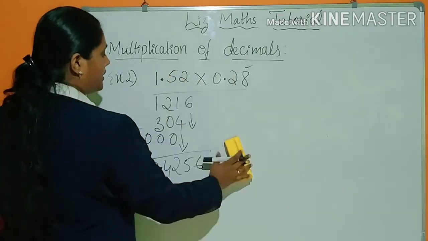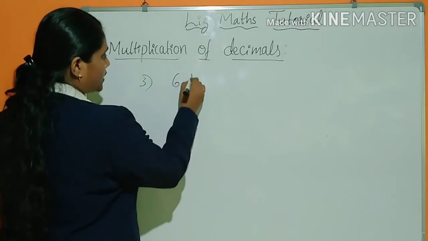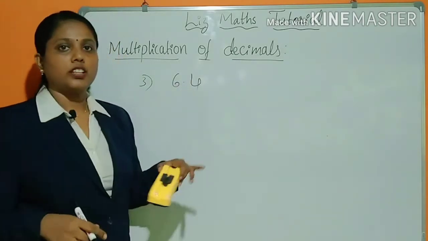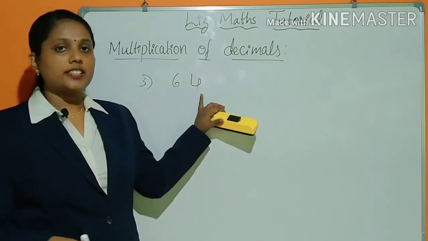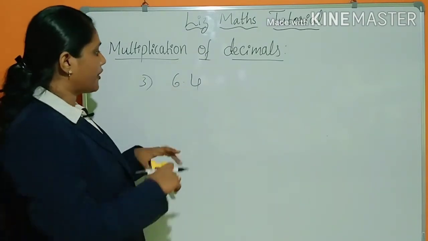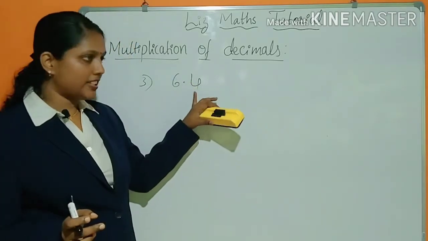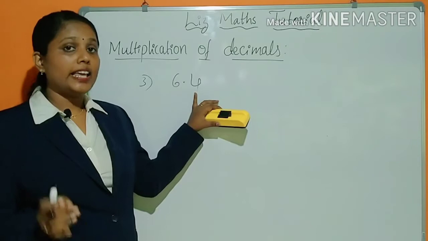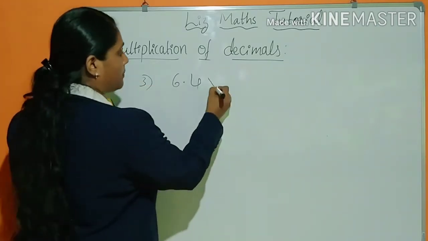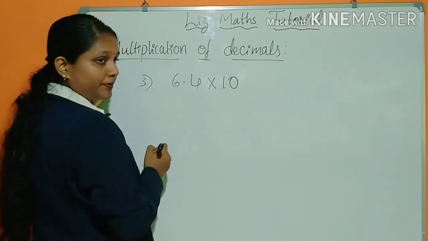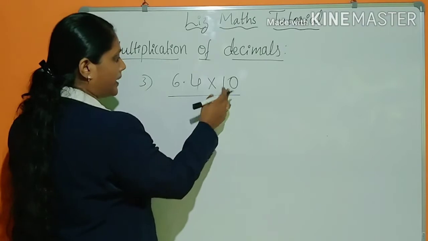So you have to count the digits. Take the third one. Here 6.4 you have. Now I want to make this a 64. What do I have to do? See here, after this point you can find only one digit. Am I right? So the place value of this digit is nothing but tenths, isn't it? Tenths. So for that you have to multiply with 10. Then you will get the answer as 64. If you have doubt, you can multiply and see.